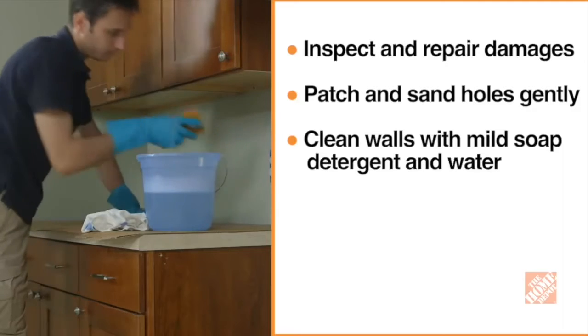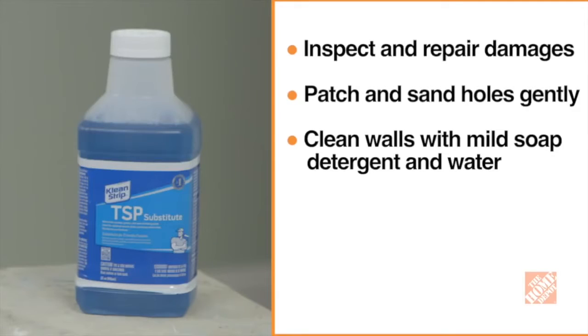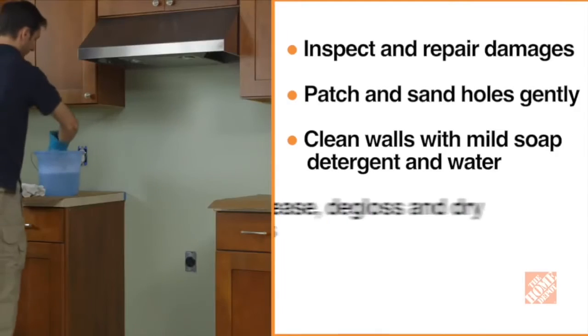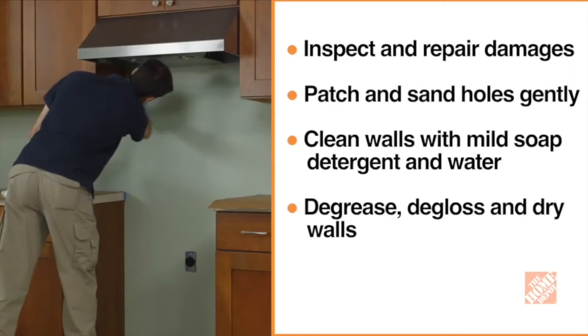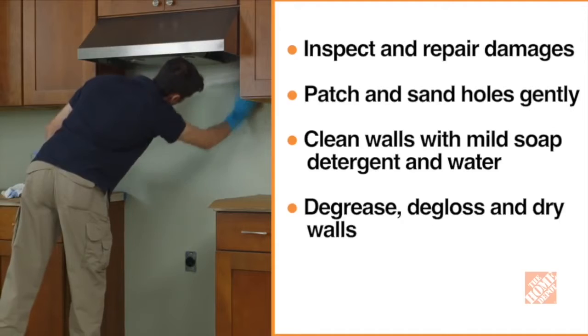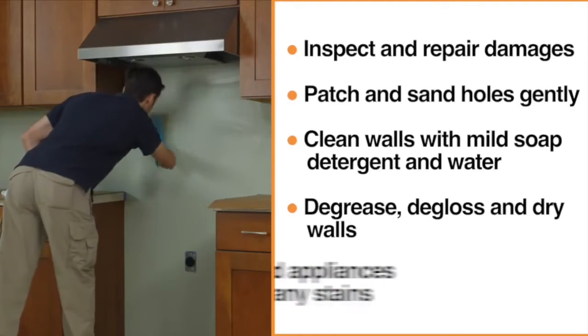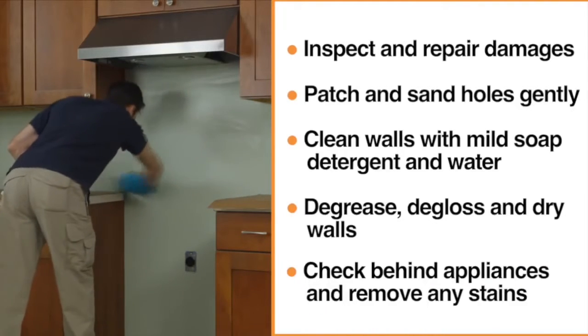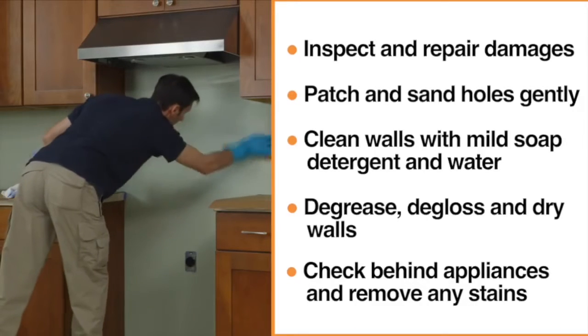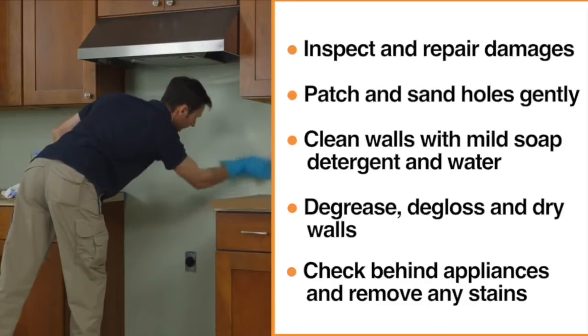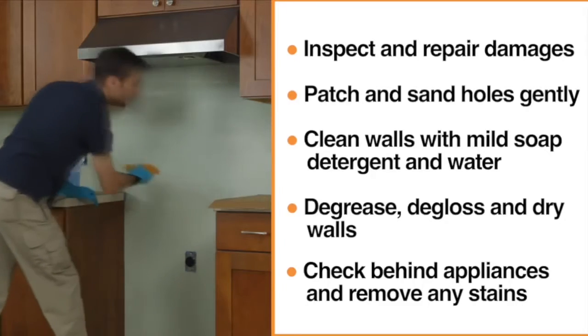Painted walls can be wiped down with trisodium phosphate and sanded gently. Glossy surfaces are typically sanded and deglossed. Wipe the wall with a soft cloth to ensure a clean, dry surface. Check the wall behind the stove for any oil or grease stains. These should be cleaned with a degreaser or primer if you have tough stains. Wipe the surface and allow it to completely dry.